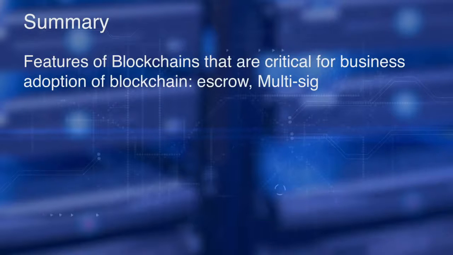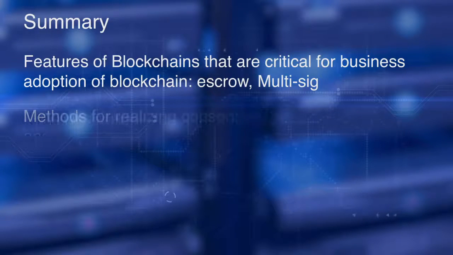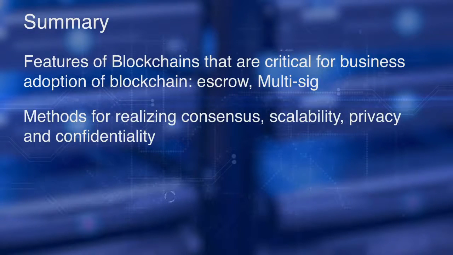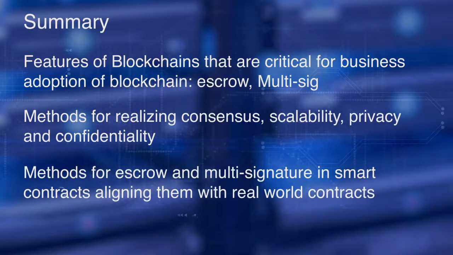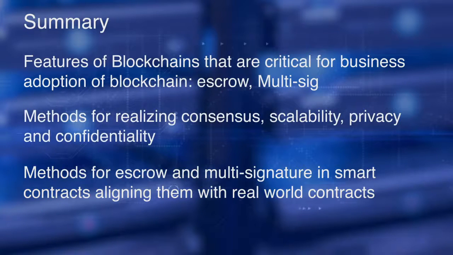We learned two closely related features of blockchain that are critical for business adoption of blockchain: escrow and multi-sig. We looked at some methods for realizing consensus, scalability, privacy, and confidentiality. We also explored methods for escrow and multi-signature in smart contracts, aligning them with real-world contracts. Now you are ready to use them in your decentralized application and contribute to the blockchain protocol improvements.